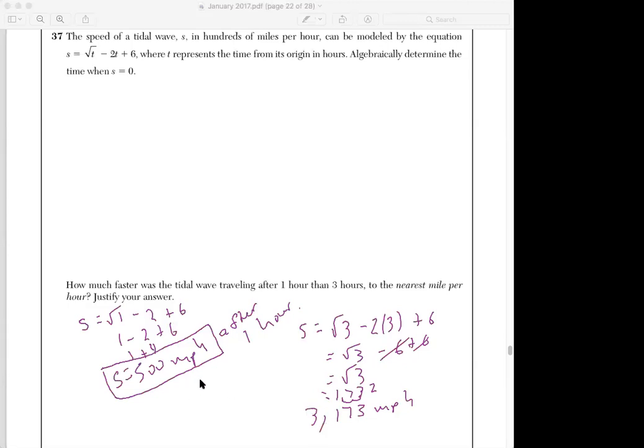So the difference is 500 minus 173, and 500 minus 173 is 327 miles per hour.